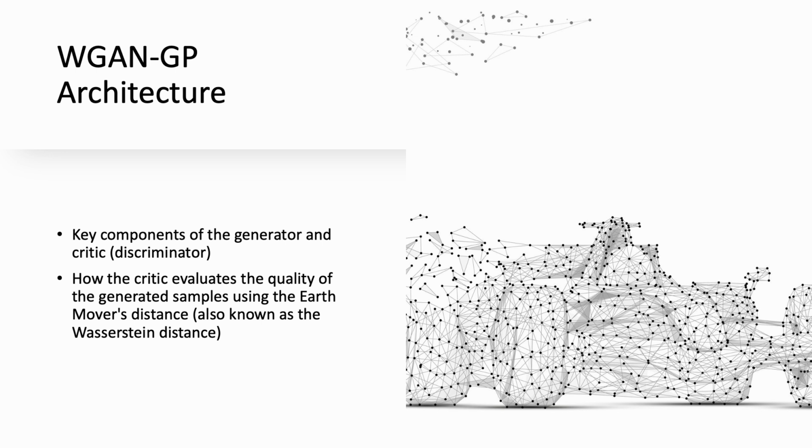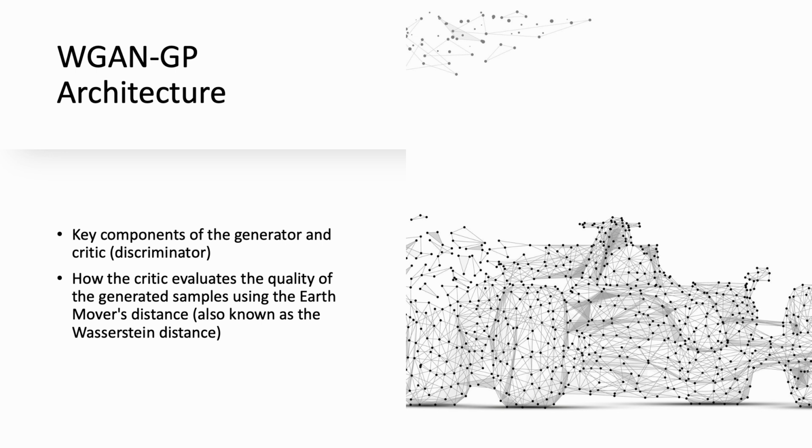So let's look into the key components of the generator and the critic, or discriminator, and how the critic evaluates the quality of generated samples using Earth mover's distance, also known as Wasserstein distance in WGAN GP. The Earth mover's distance is a measure of the distance between two probability distributions. It is defined as the minimum amount of work required to transform one distribution into the other, where the work is defined as the product of the amount of mass moved and the distance it is moved.